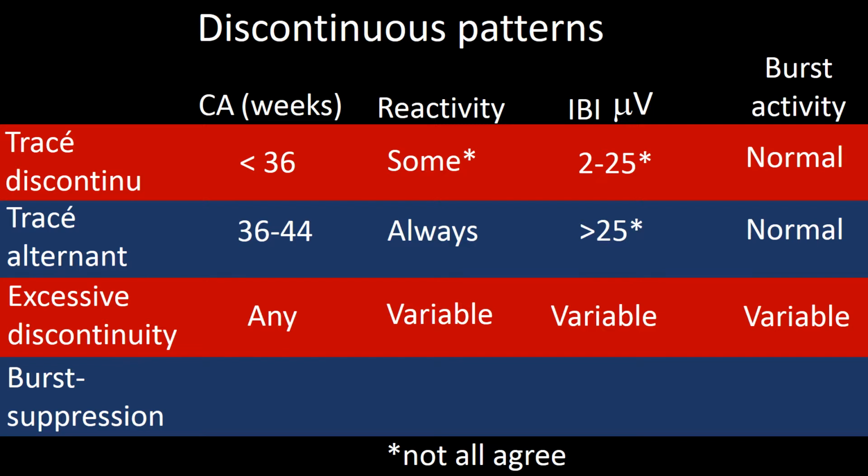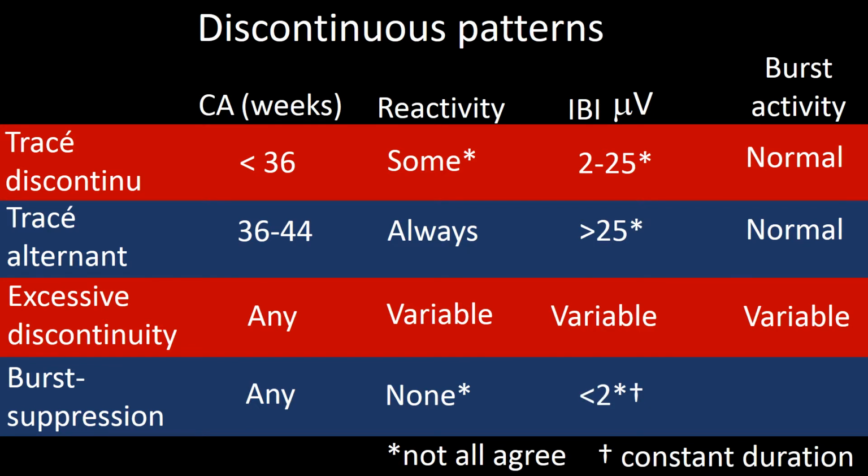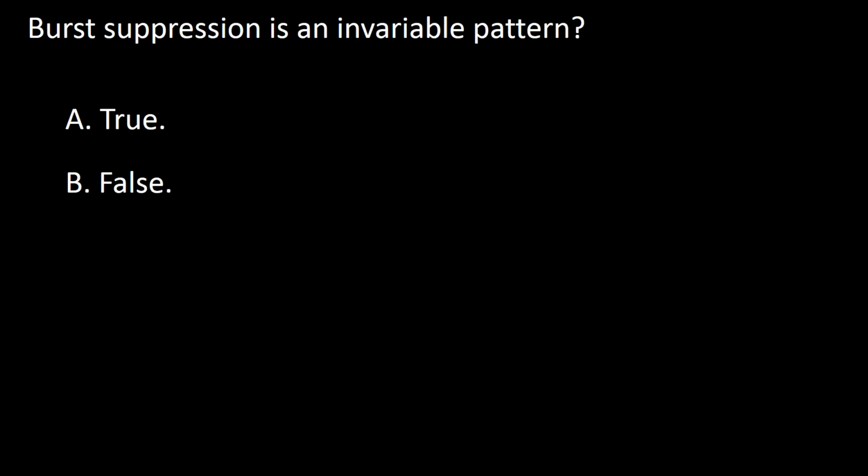Burst suppression, the last of the 4 patterns I will mention to you at this junction, can occur at any age in the neonatal period. Most believe that no reactivity can be present during it. Most also believe that the interburst interval amplitude should be less than 2 microvolts and have a constant duration. The bursts are characterized by spike and sharp waves. Burst suppression activity has a very poor prognosis. So the answer to this question is true.